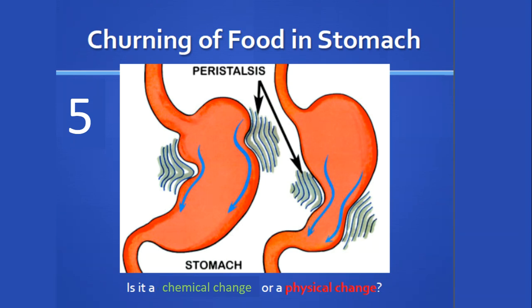Right here, the churning of the food in the stomach, where your stomach muscles contract and break up the food. We are not talking about the stomach acid. We are just talking about the stomach breaking up the food. Is this a chemical change or a physical change? Go ahead and write your answer.